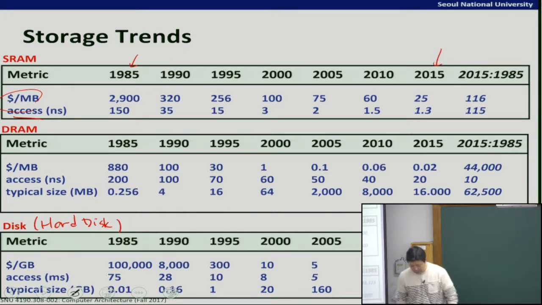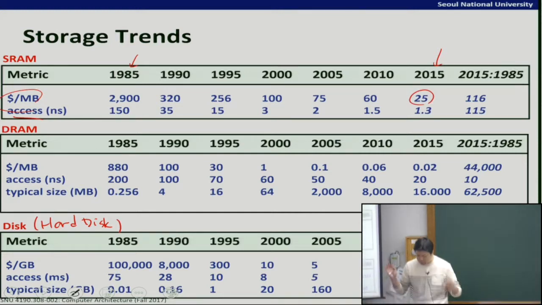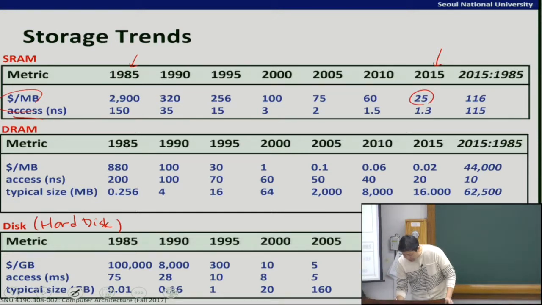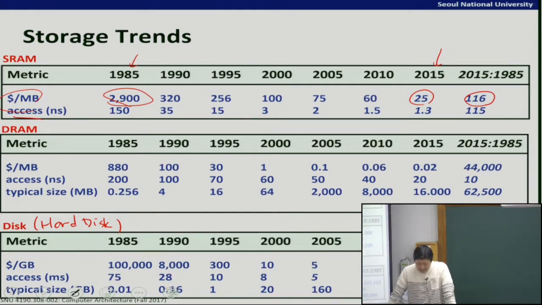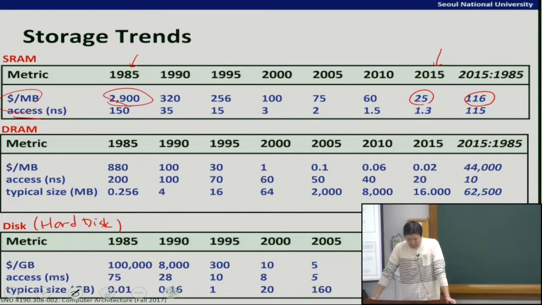So let's take a look at SRAM first. In SRAM, the cost per megabyte has scaled down quite a bit. In this 30-year period, it scaled down by a factor of 116. If you compare these two numbers, in 1985, 1 megabyte of SRAM cost $2,900. It's very expensive. But in 2015, the same amount of storage only costs about $25. The scale down factor was more than 100.